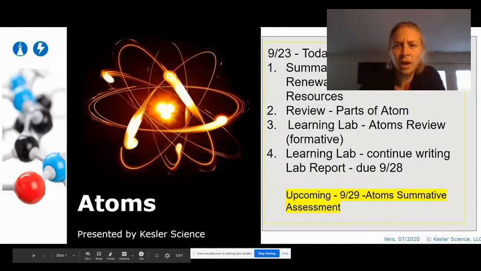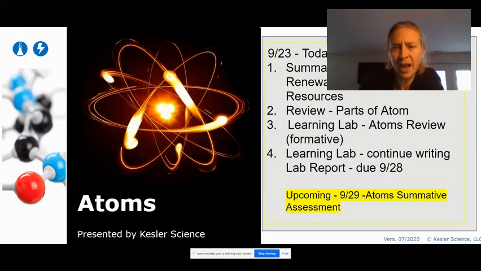Okay, today we are covering atoms, or introducing atoms. So we're going to start off our class by taking our summative assessment on renewable and non-renewable resources, and you'll find that in your 923 Intro to Atoms folder in Schoology. The second thing we're going to do is go through the slide deck and review the parts of the atom that you learned in 6th grade.